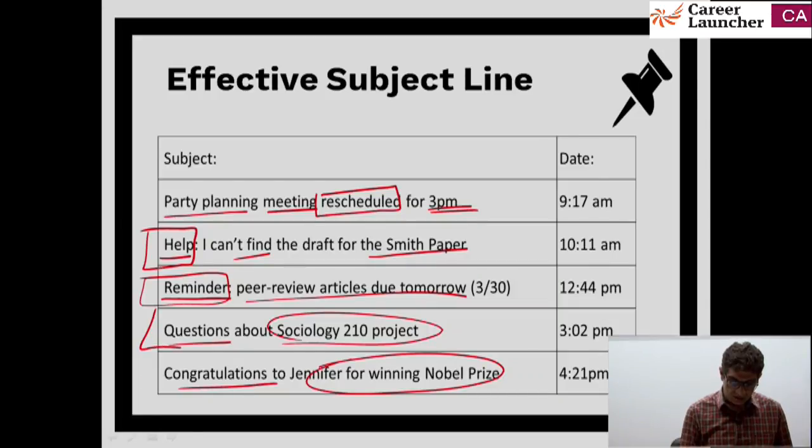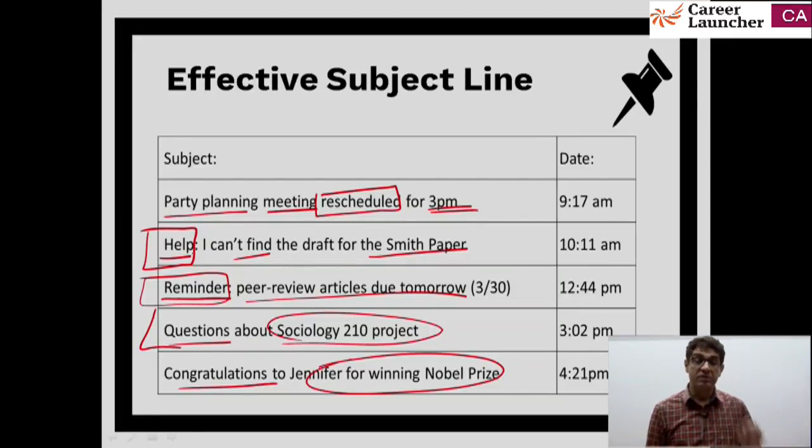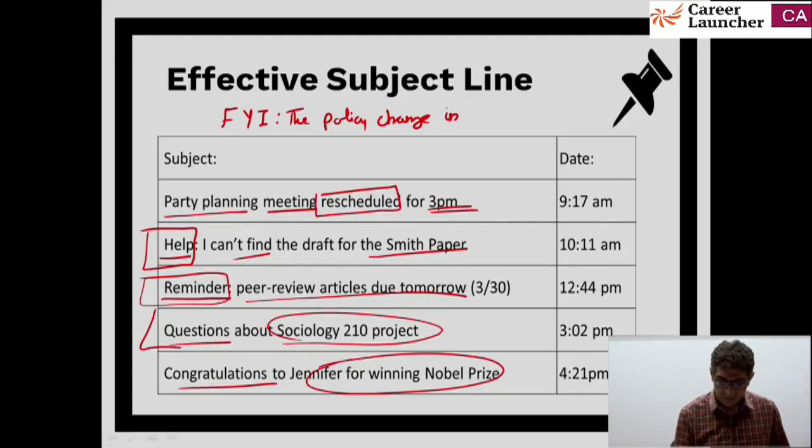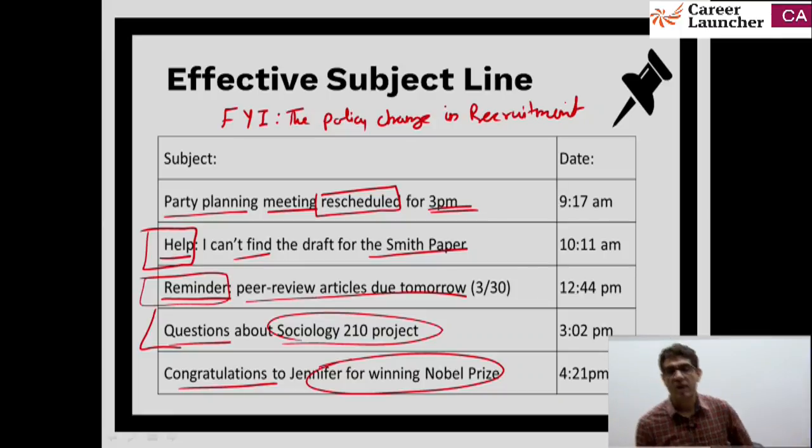And it pays a lot to write down exactly what you need. So if you need help, type help. If on the other hand it is something that you believe the other person should know, although you do not need any action from that person, you can always write it as FYI, the policy change in recruitment. Right. So the other person knows that no action is needed, but the sender felt that it is something that the recipient should be aware of.